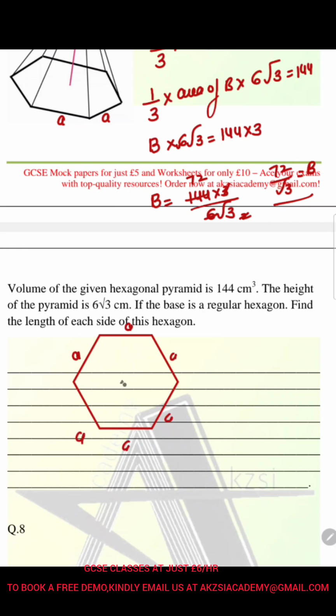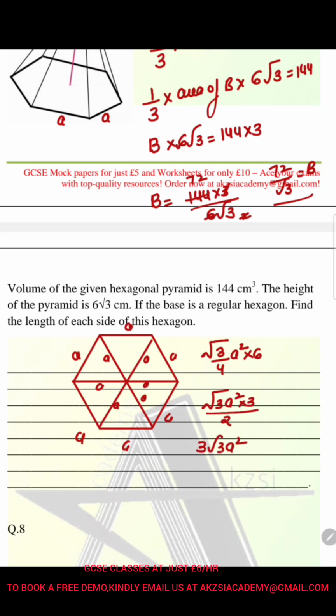I can divide a regular hexagon into 6 equilateral triangles. So which means now these sides are also A. And we just have seen that the area of an equilateral triangle is root 3 over 4 a squared. And there are 6 such triangles, so multiplied by 6. So 3 root 3 a squared by 2 is the area of the hexagon. Also, we have calculated the area of hexagon as 72 over root 3.